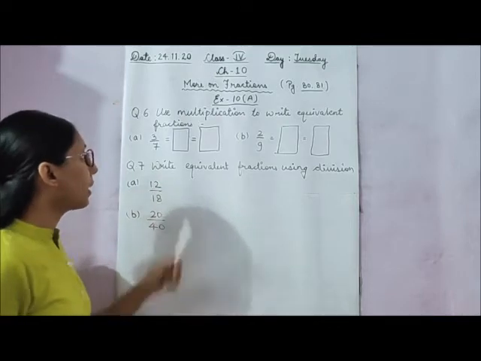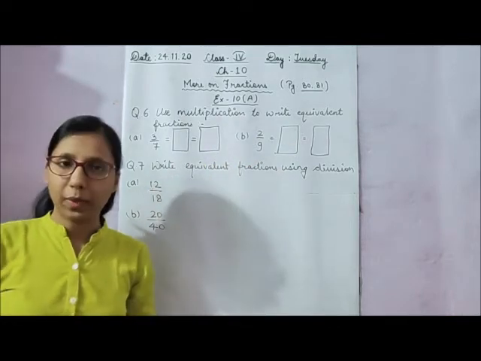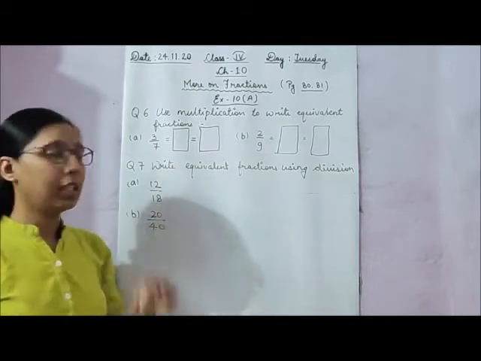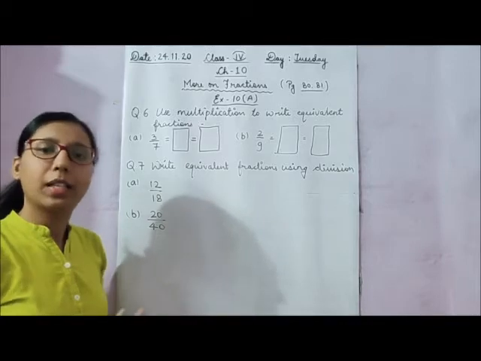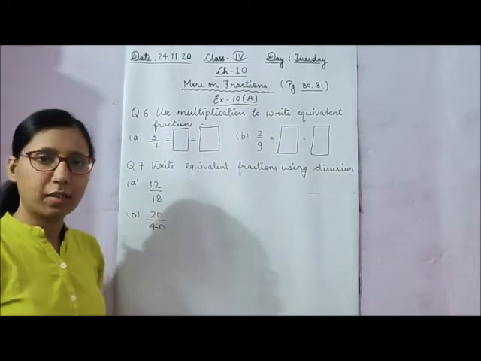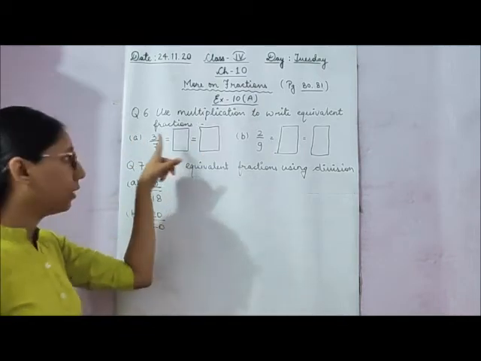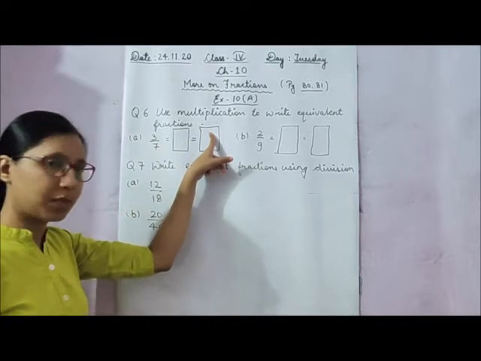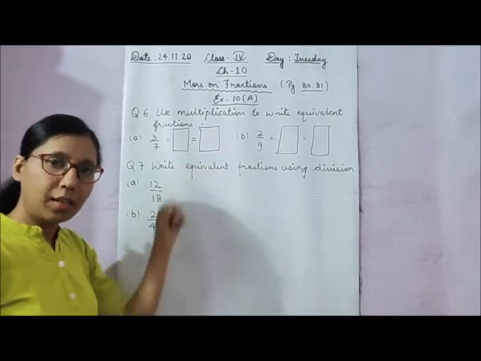Next, in question number 6, use multiplication to write equivalent fractions. Now we have to use multiplication and then we have to write the equivalent fractions. So here, this question is very easy. We have to write the table of the numerator number and the table of the denominator number. So here it is 3, so we'll write the table of 3 only. 3 2 times and 3 3 times. And here in the denominator we will write 7 2 times and 7 3 times.